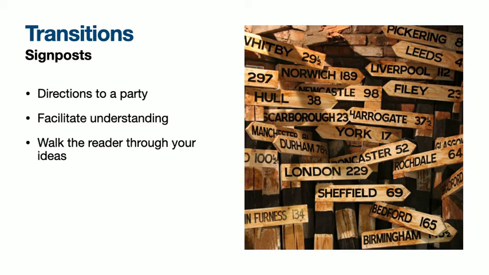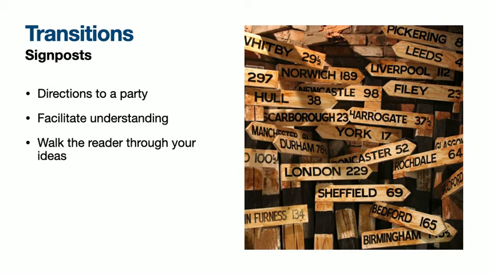Well, if you think of a transition in a paper like a sign, it'll help you to imagine what its function is. If your friend invites you to a party and you don't know where that friend lives, they may say, well, you go 5 miles down this road and you take a left at this street, and then you go down a little bit further and we're the second house on the right. Without those directions, you wouldn't be able to find the party.